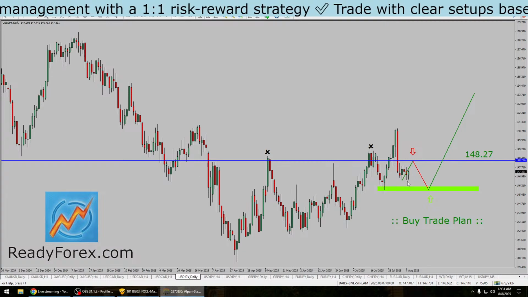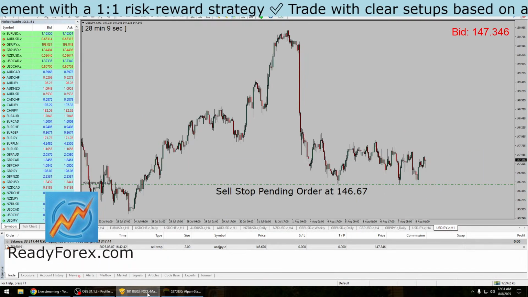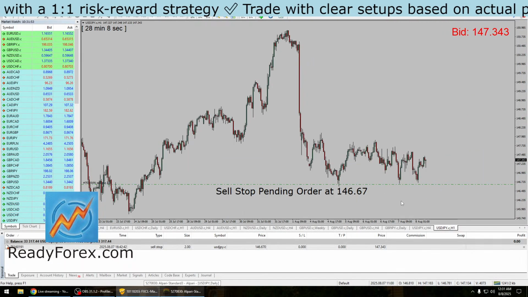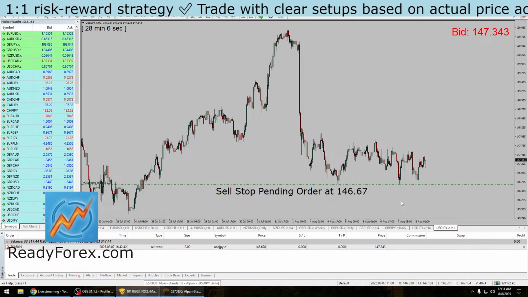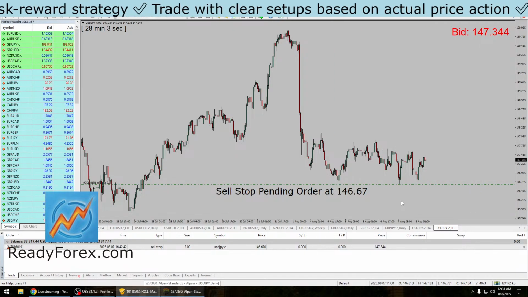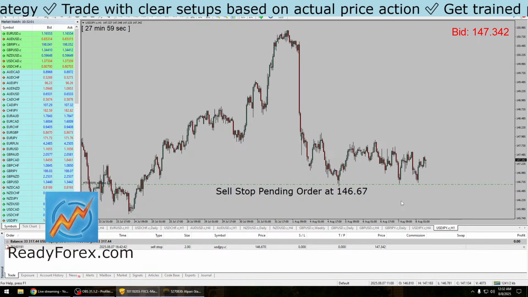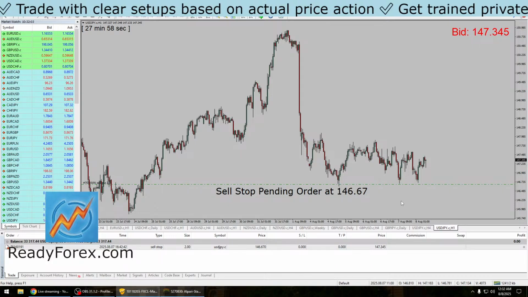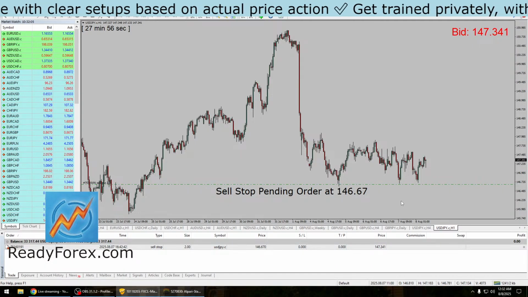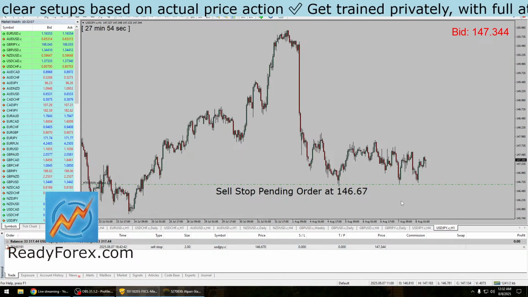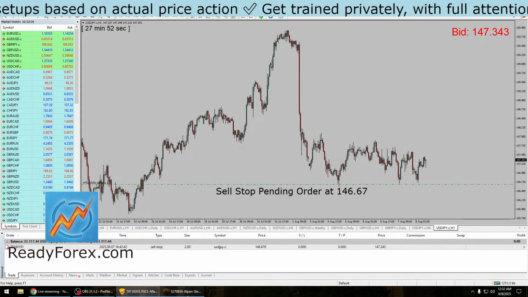USDJPY, so far it's going sideways. Inside USDJPY currency pair, I have placed a sell stop pending order at 146.67 area, and market is probably going to drop over here. So I'm waiting for a breakdown in price action. Okay.